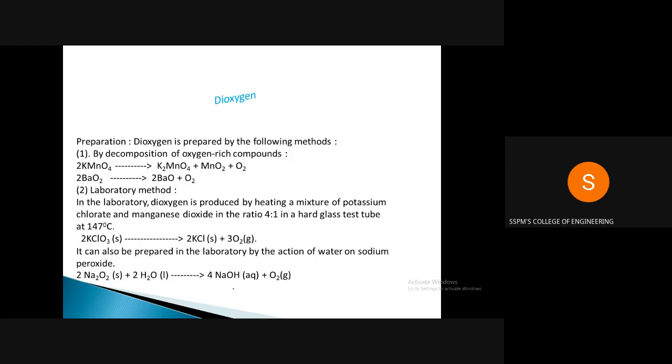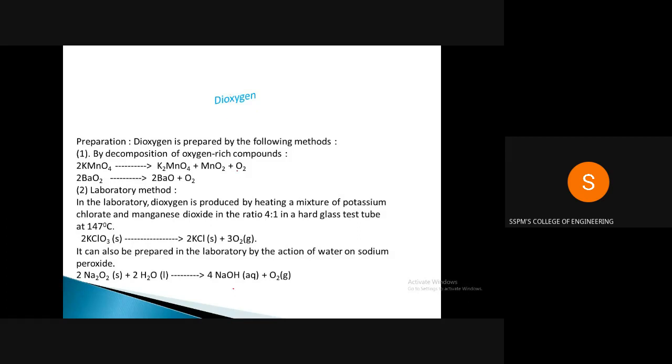So dioxygen means oxygen molecule. Dioxygen is prepared by the following methods: by decomposition of oxygen-rich compounds. So preparation methods are also important. They may ask only one question, that is on preparation methods of oxygen.